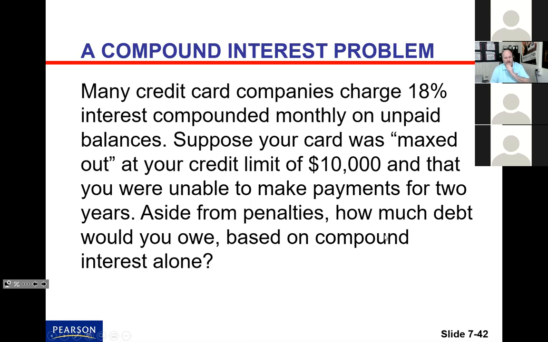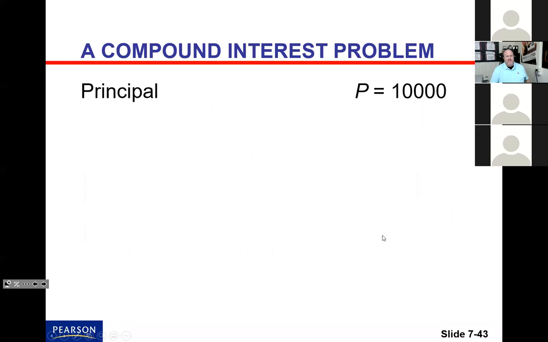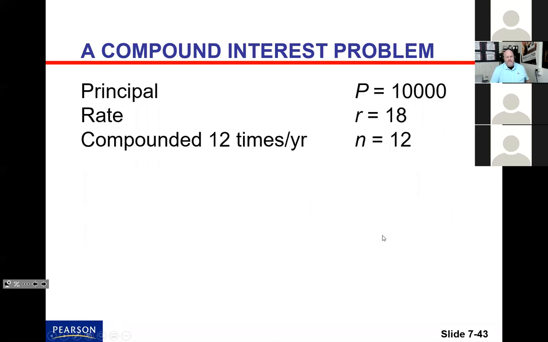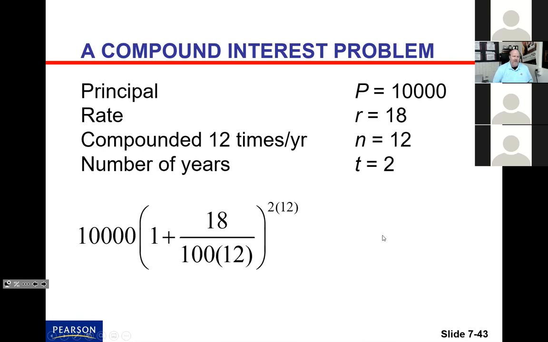12. It's 12. Okay. So look at the last page here. So principal is 10,000. The rate is 18. N is 12. T is 2. Right? So then all you do is you plug that into the formula. So here it is. I'm going to put the formula up and we're going to plug it in. Now, this is where you have to understand BEDMAS. Brackets, exponents, division, multiplication, addition, subtraction. The order of operations. What are you going to do first?